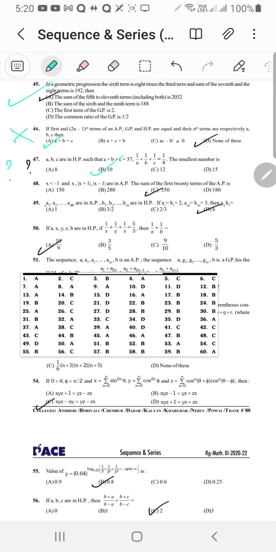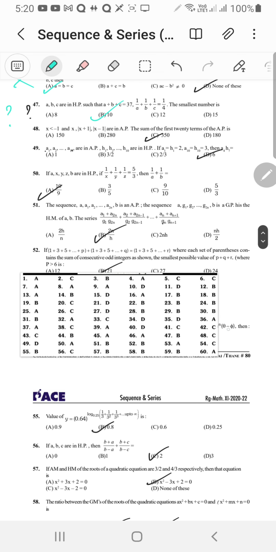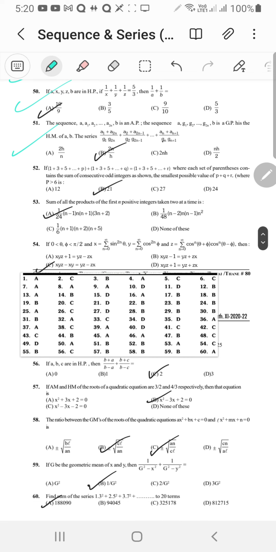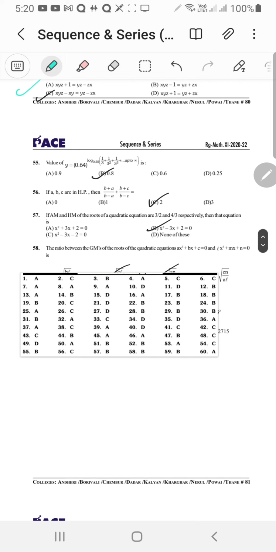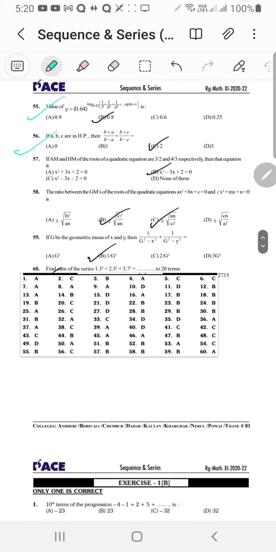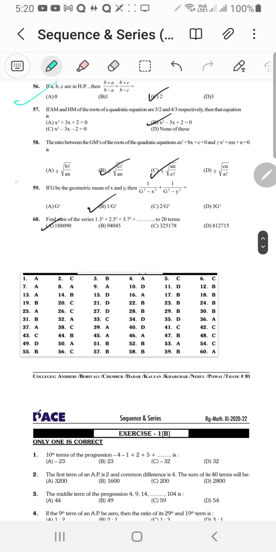Okay. 48. When is it? 48. C. Cool. And then 49. DAB. 52. BAC. Okay, BAC. Then 55B. 56C. 57th. Then BBB.